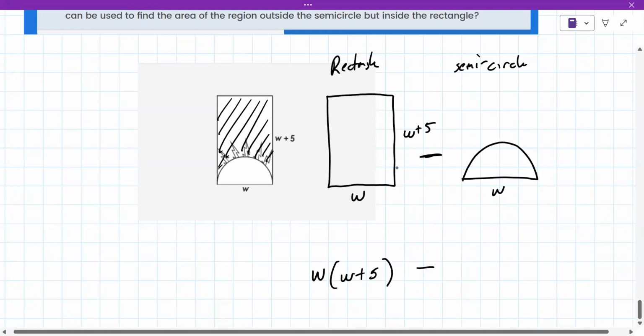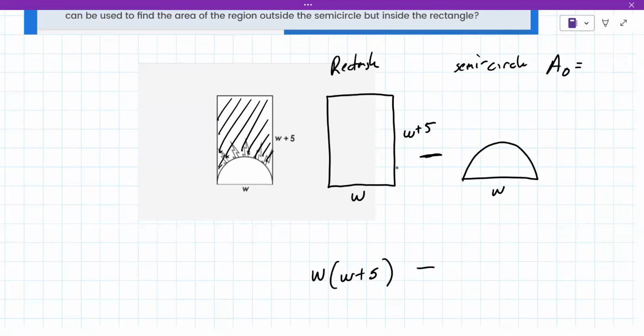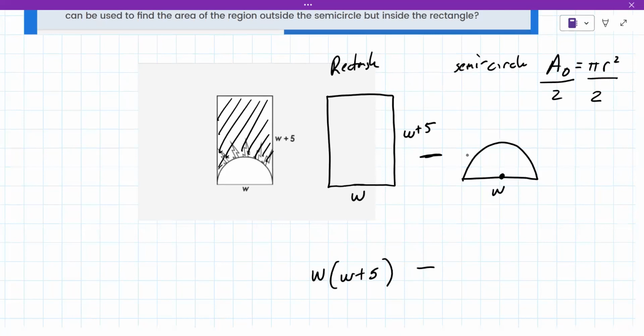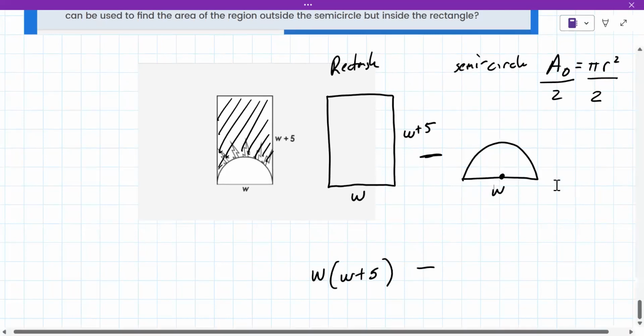Now the area of a circle is pi r squared, but you don't have a whole circle. You have a semicircle, or a half circle. So you cut it in half. But you need the radius. The diameter is W.